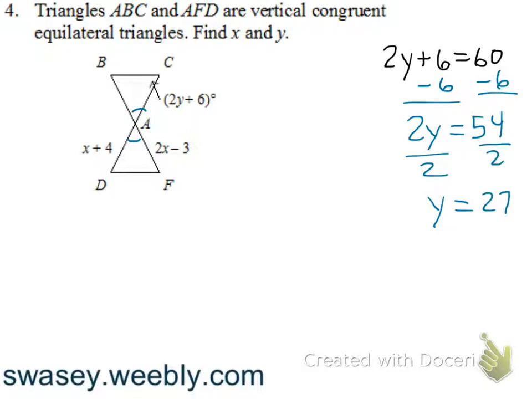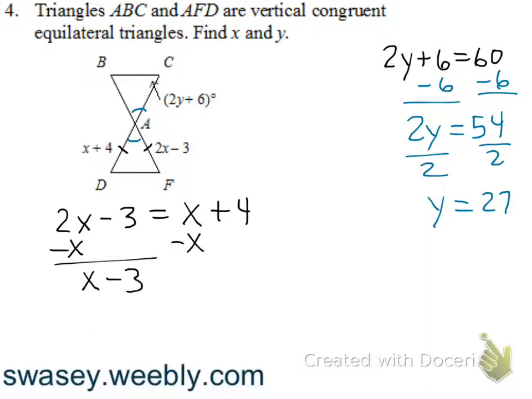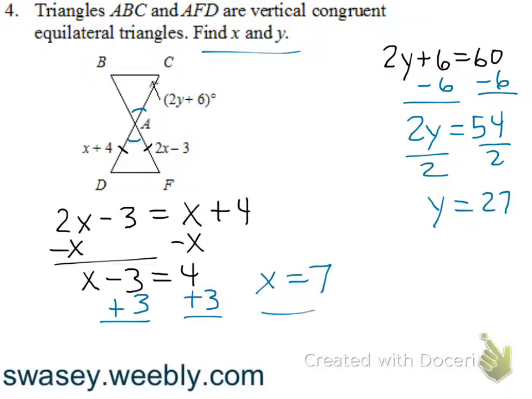We also want to find x. Well, these are congruent segments, congruent sides. So we can write 2x minus 3 equals x plus 4. So we'll subtract x from each side. And then get rid of minus 3, we'll add 3. So we get x equal to 7. Our goal here was to find x and y. We did that. So we're done.